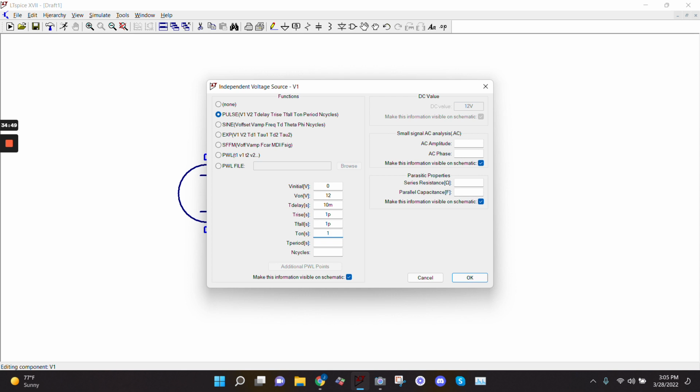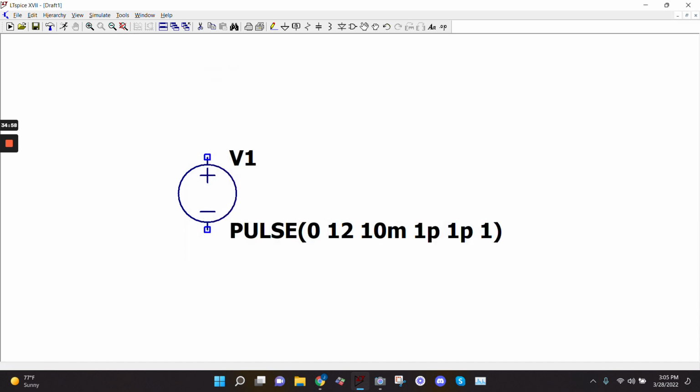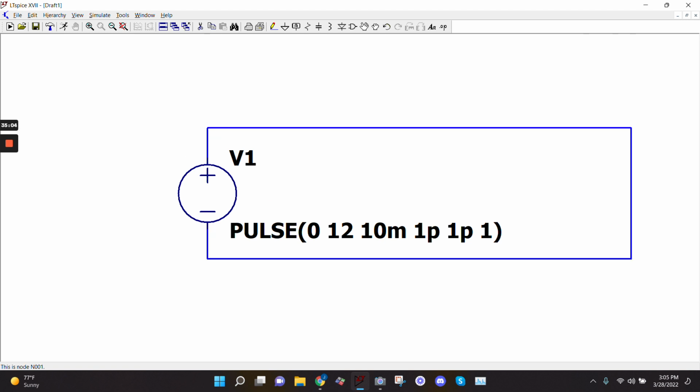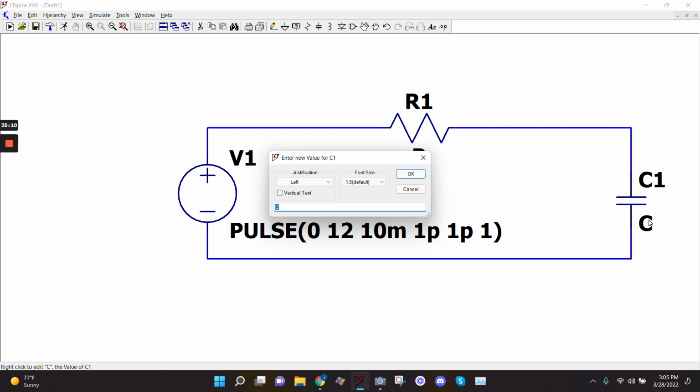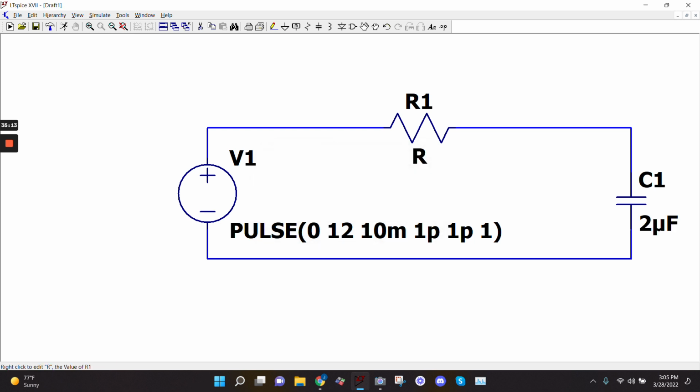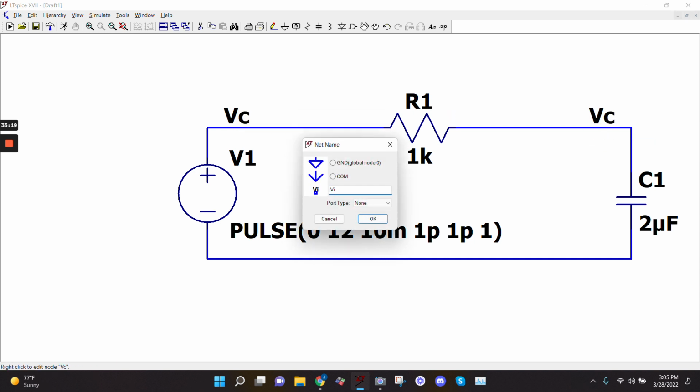Alright, so just in case I haven't talked about it, have I already talked about pulse sources? Yeah. Alright, so everyone knows what all this stuff does? Well, it's good to know what they all do. All right, so what did I give this? I said 2 micro, and I said 1K. And then this is my VC, and this is my VN, okay?